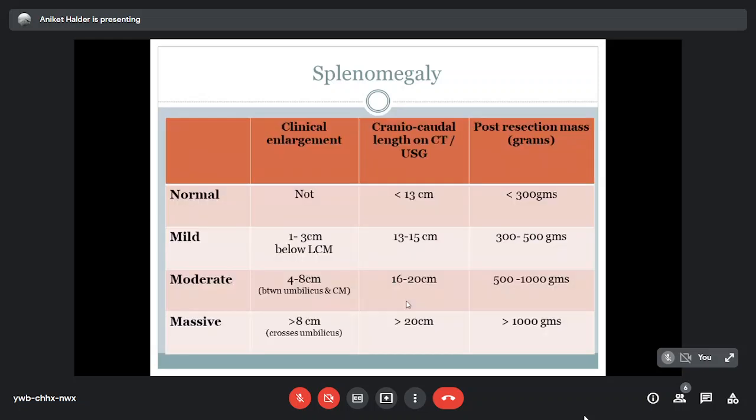So we can assess splenomegaly clinically, in which we measure the size of the spleen below the left costal margin. It is mildly enlarged when it is 1 to 3 centimeters, and it is massive when it is more than 8 centimeters, and usually crosses the midline and umbilicus.